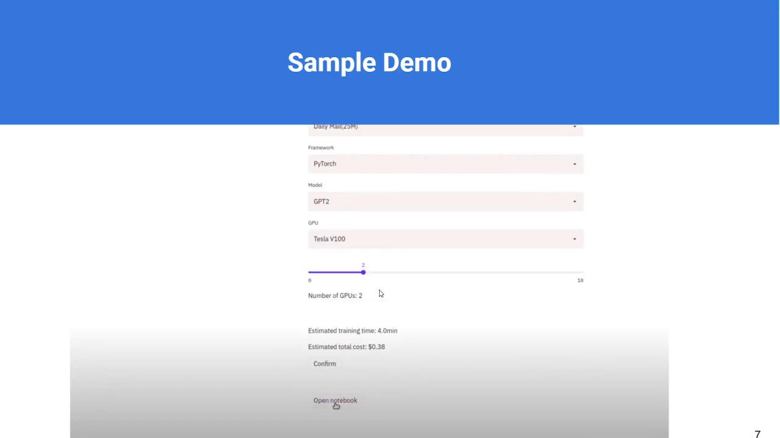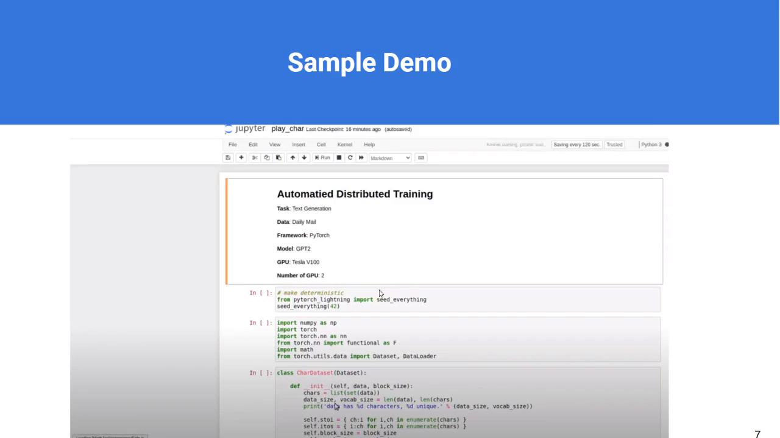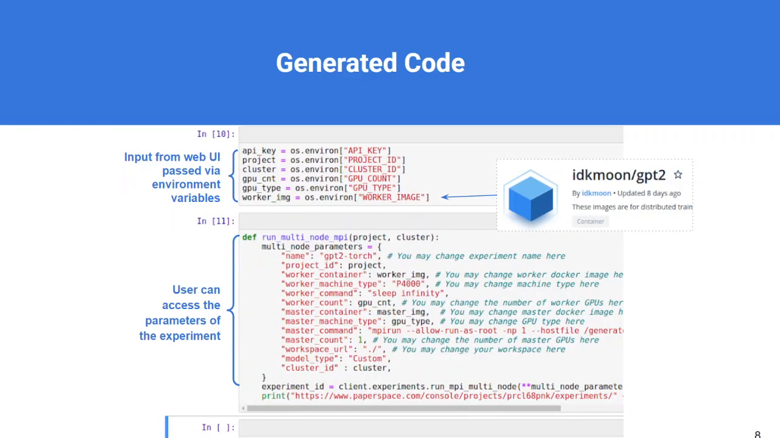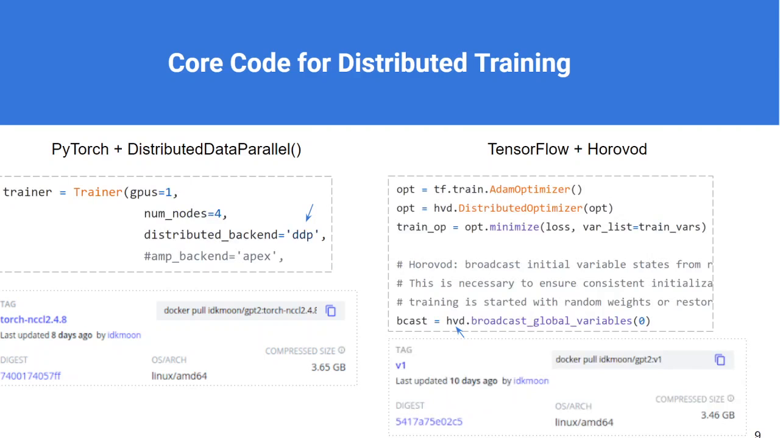Once they confirm the whole setup, the code for distributed training will be generated for them in a Jupyter Notebook. Inside the Jupyter Notebook, this is the part where the user inputs passed from the web UI are passed in to generate the code. So if the user wants to change those values later on, they always have access. And behind the scenes, this is the most important part: how I actually implemented the distributed training.